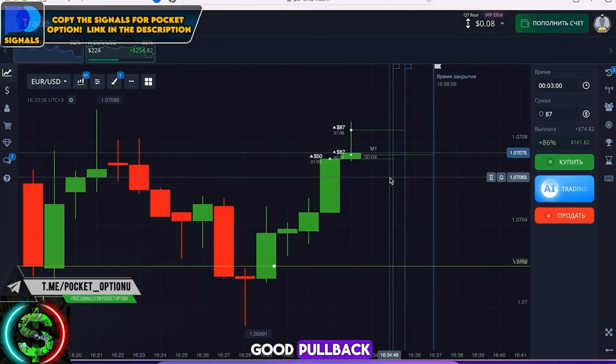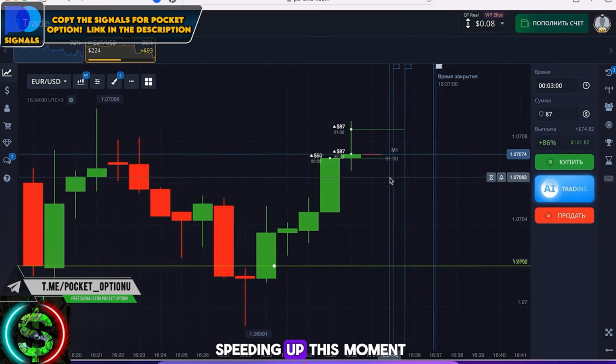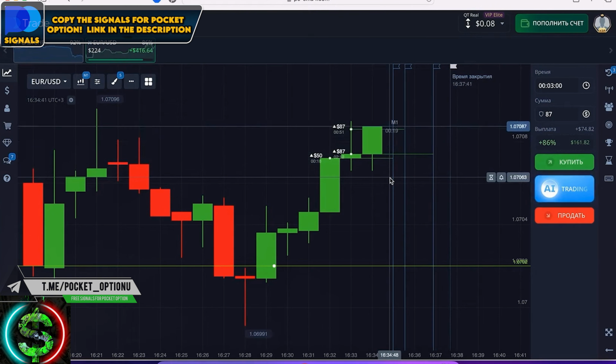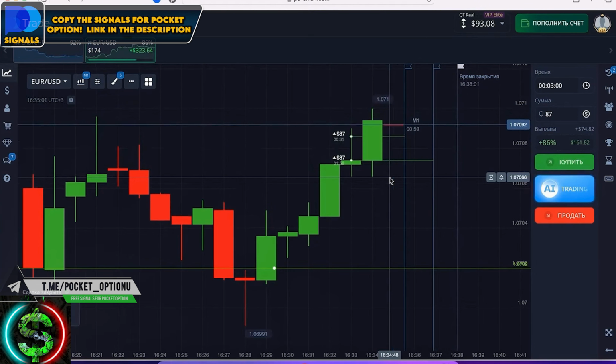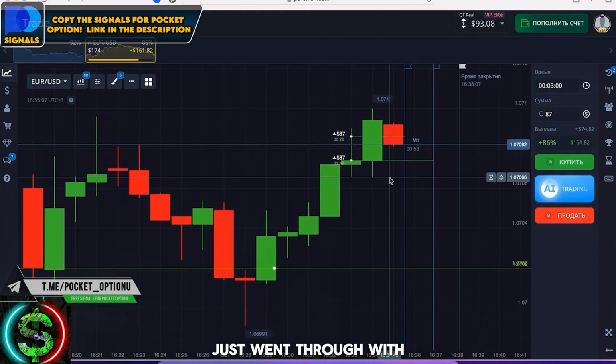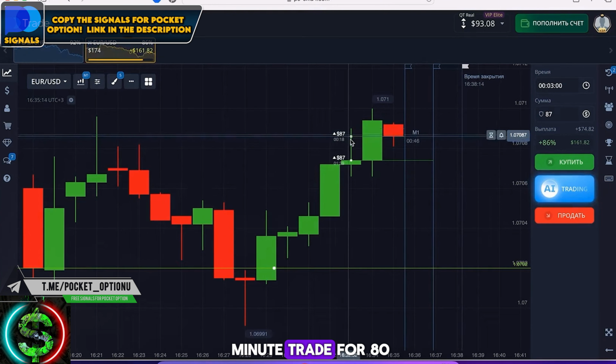It gave a very good pullback, so I am taking it here for 3 minutes, and I am also speeding up this moment so you don't have to wait. Well, we have $50 passing. Our active trade just went through with a balance of $93, and we have 2 active trades, one of which is nearing its end, which is a 2-minute trade for 87.